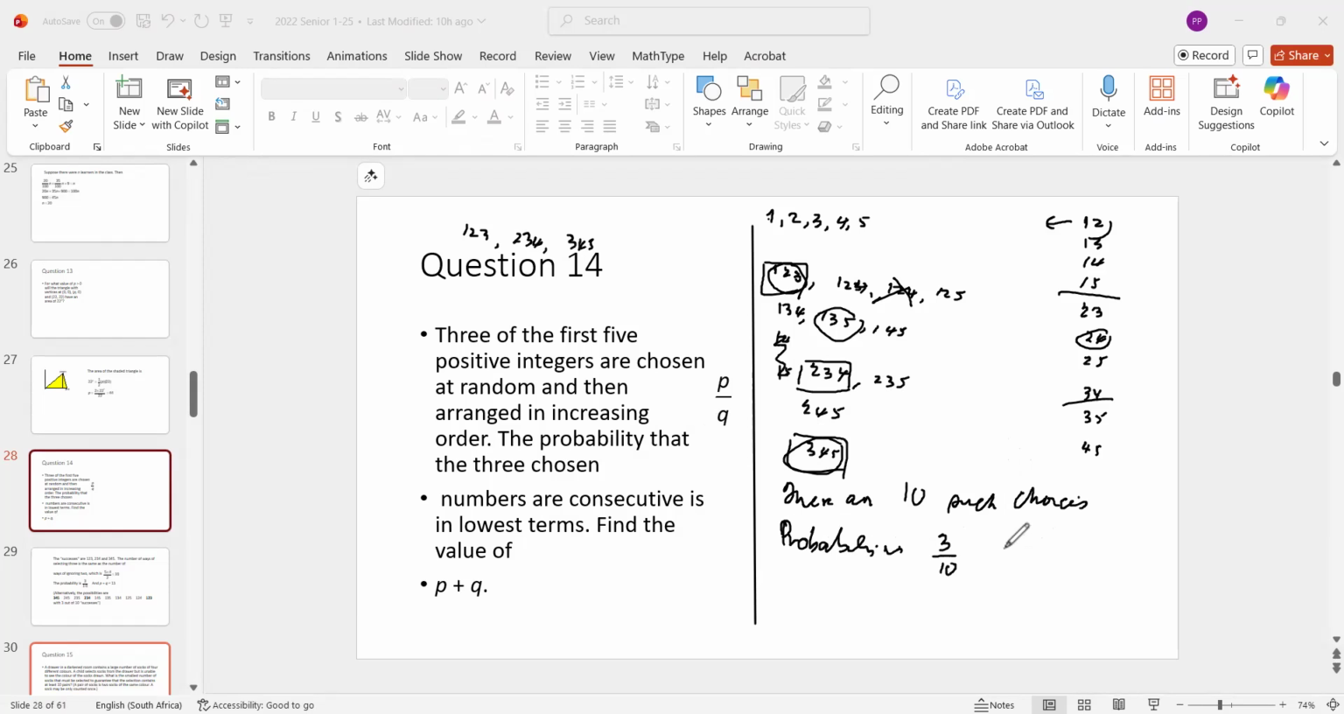So the probability is 3 over 10, and it's P over Q. The probability the 3 chosen numbers are consecutive is P over Q here, in lowest terms. So P is 3. This is lowest terms, as you can see. We can't simplify this further. So P is equal to 3, Q is equal to 10. So P plus Q is equal to 13. They ask you to find the value of P plus Q.